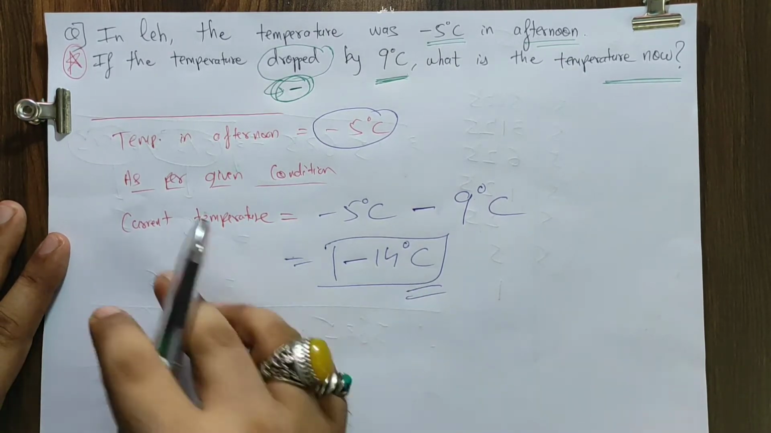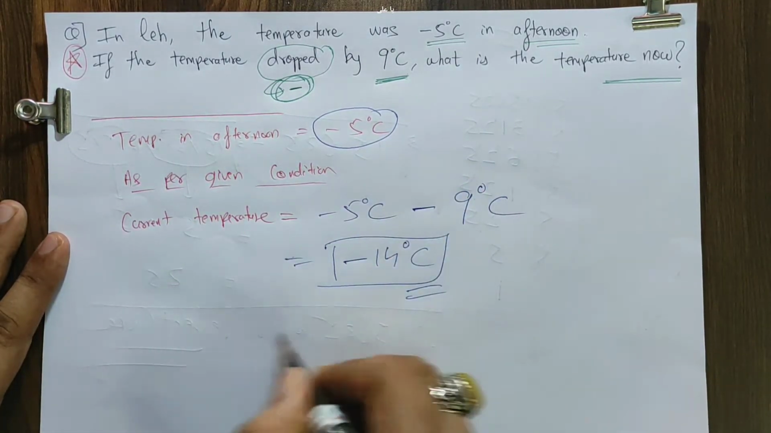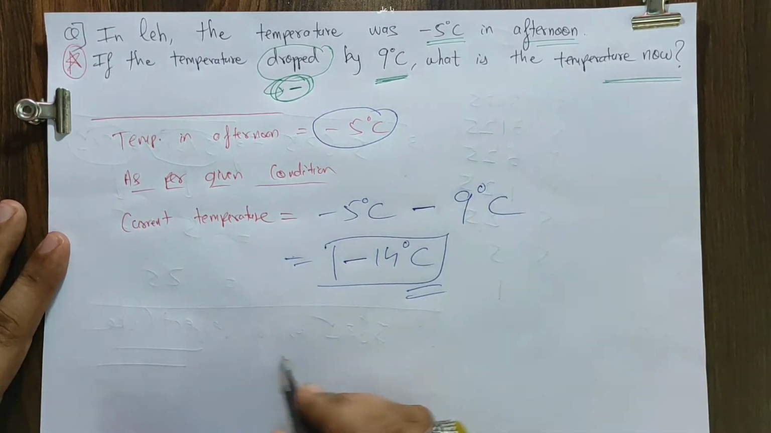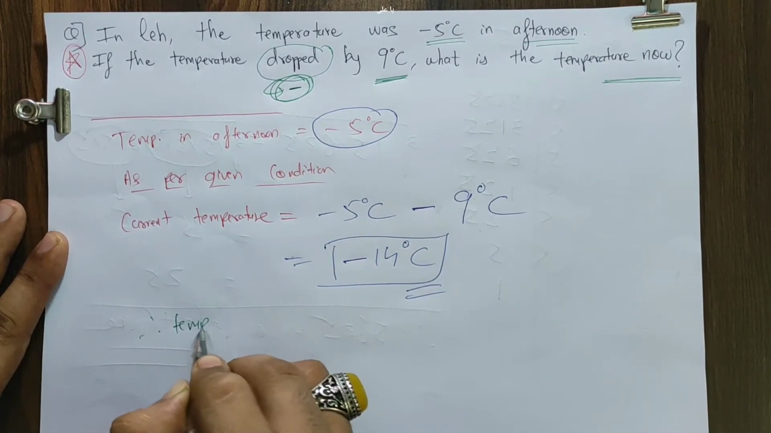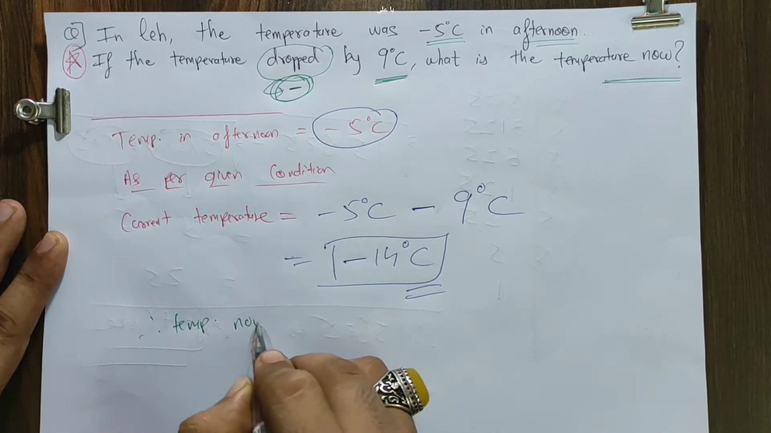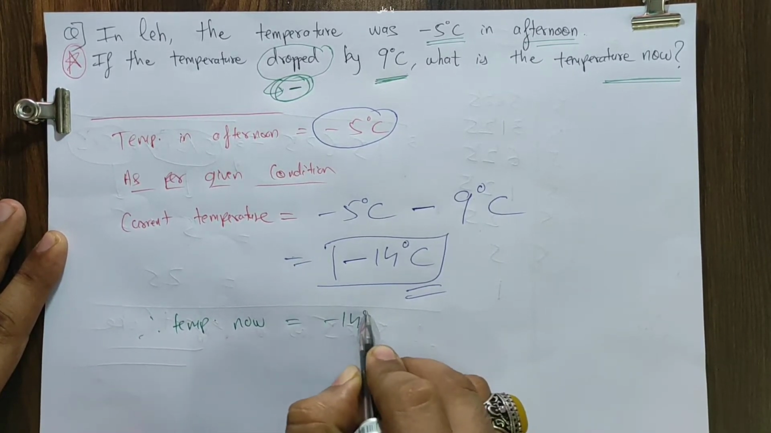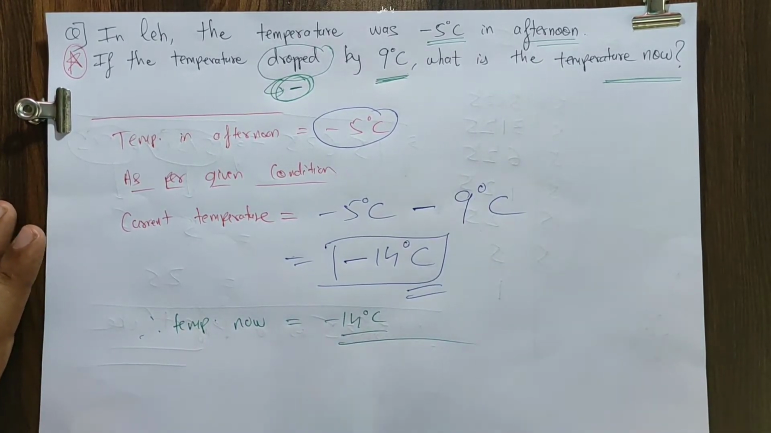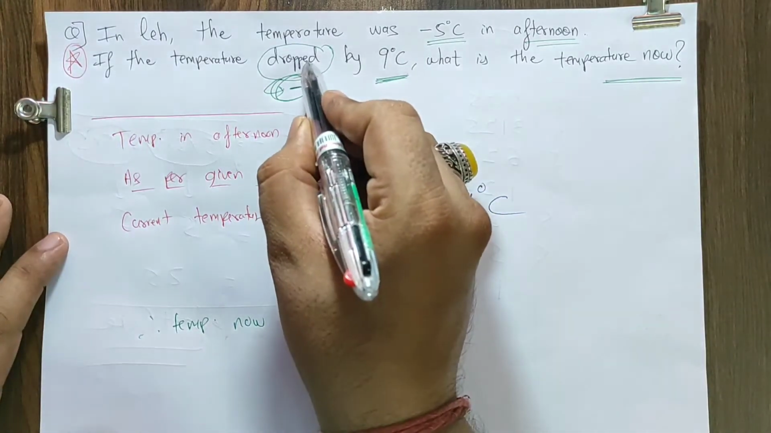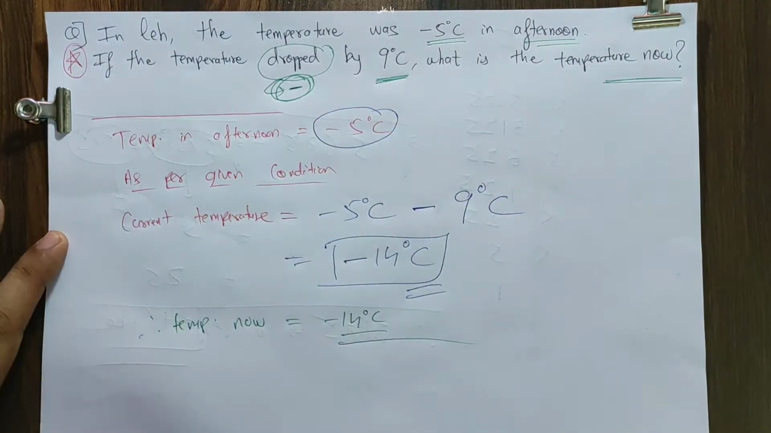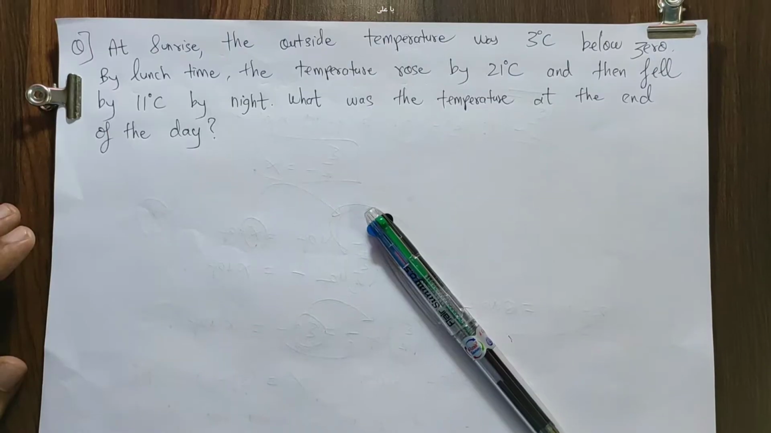It's compulsory that whenever you have a word problem, writing the answer in statement form in the last is compulsory. So what is the temperature now? Therefore, temperature now, or you write current temperature, is minus 14 degrees Celsius. It was a very, very simple sum. Only the catch was to understand the word dropped means minus sign. Pause the video please and do it fast.